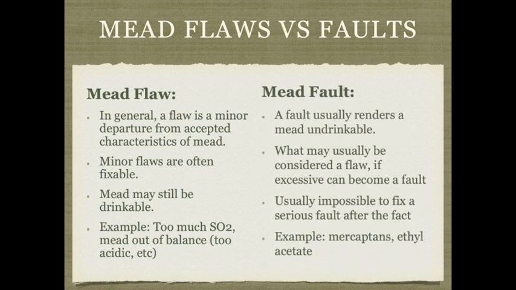A mead fault, on the other hand, usually renders the mead practically undrinkable. Something that might be a flaw, if it becomes excessive, could become a fault, and it's often impossible to fix a serious fault after the fact. Some examples might be mercaptans, ethyl acetate, and some of these other issues.